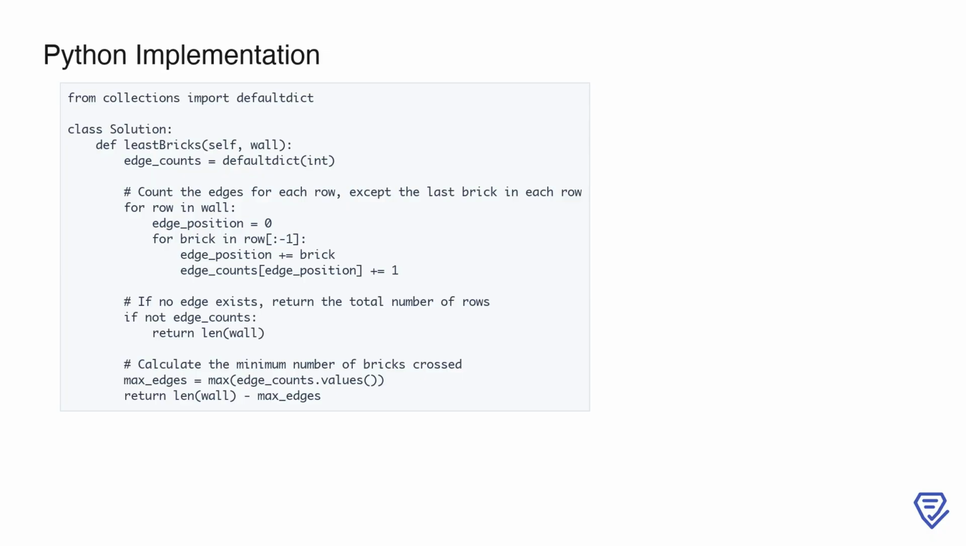5. Determine minimum bricks crossed. The maximum value in edge_counts represents the position where the most edges align. Subtracting this maximum from the total number of rows gives the minimum number of bricks crossed by the vertical line. 6. Return result. The function returns the calculated result, which is the fewest number of bricks crossed. This implementation is efficient, with a time complexity of O(n), where n is the total number of bricks in the wall. The use of edge counting ensures we avoid redundant calculations, making the solution both concise and optimal.